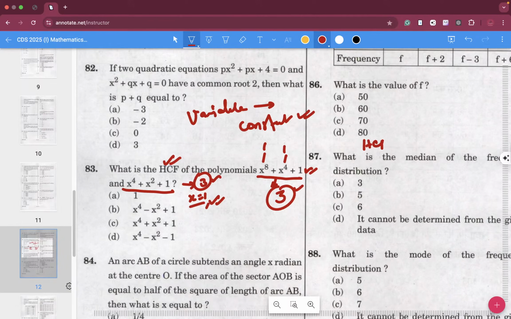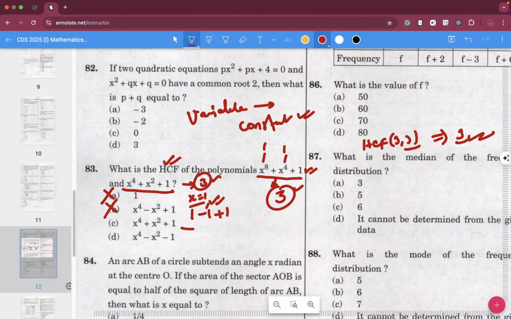What is the HCF of 3 comma 3, right? The HCF of 3 comma 3 is 3 only, right? Option A says 1. Okay, option B, if you put x is equal to 1, so 1 minus 1 plus 1, this again will give you 1.